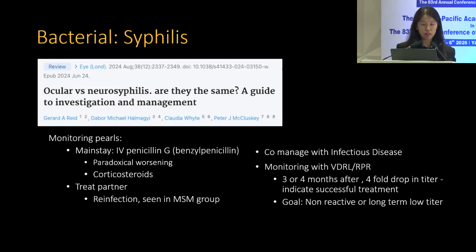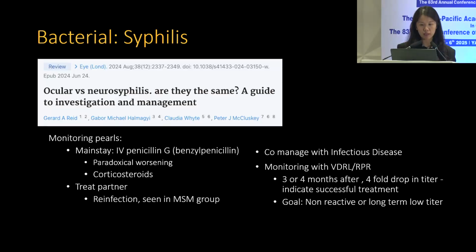Next would be the monitoring in syphilis. Usually they are started with IV penicillin G. While on this treatment, paradoxical worsening may occur, for which steroids are used to avoid this phenomenon, in coordination with infectious disease. It's also important to treat the partner, as they may be the source of reinfection, especially seen in MSM groups. And it's important to monitor treatment effectivity with titers, with the goal of a non-reactive or long-term low titer.